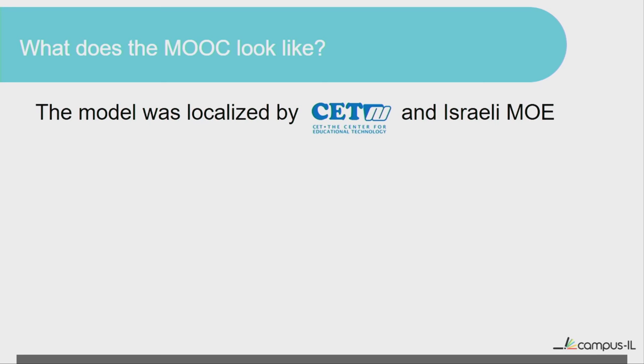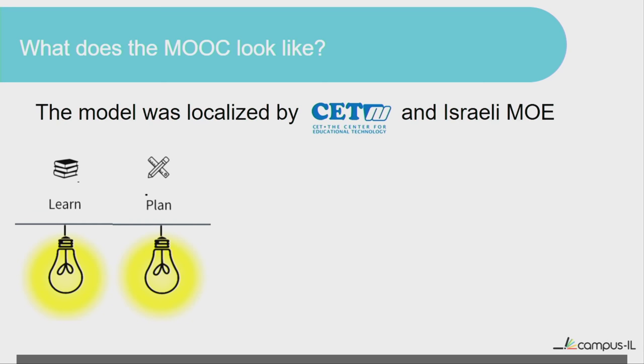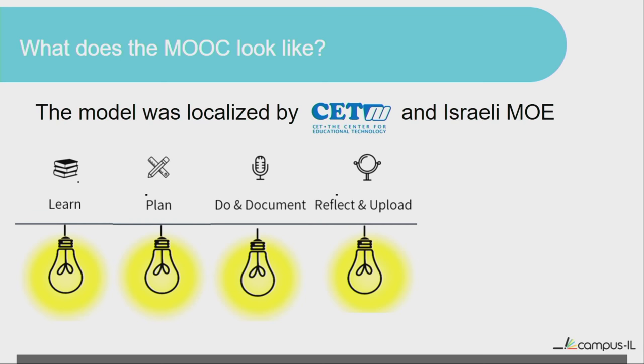So there are six stages to the MOOC. You start with learning, then you plan the activity around the competency you want to acquire. You do some kind of implementation of the competency within school. You document that. You make a reflection process. You upload that to the Open edX platform. And then you peer review the documentation of three other teachers. And of course, three other teachers are assessing your documentation. And then you get credit.